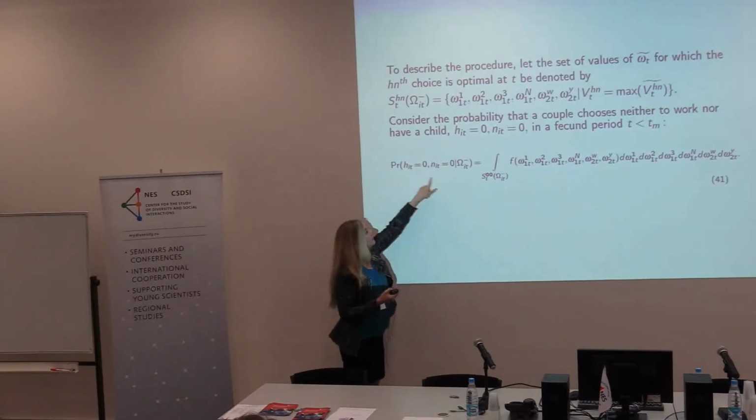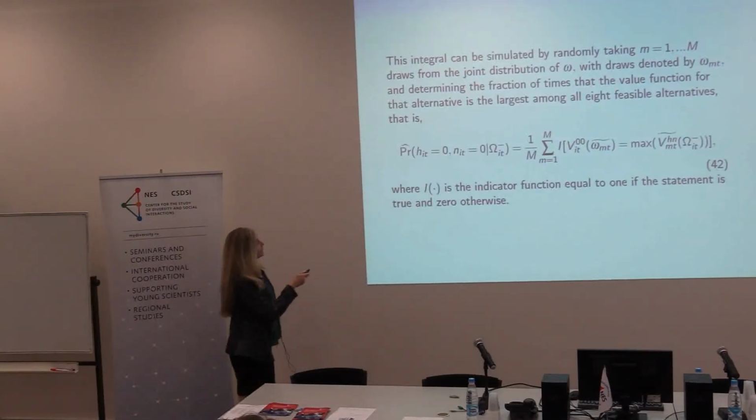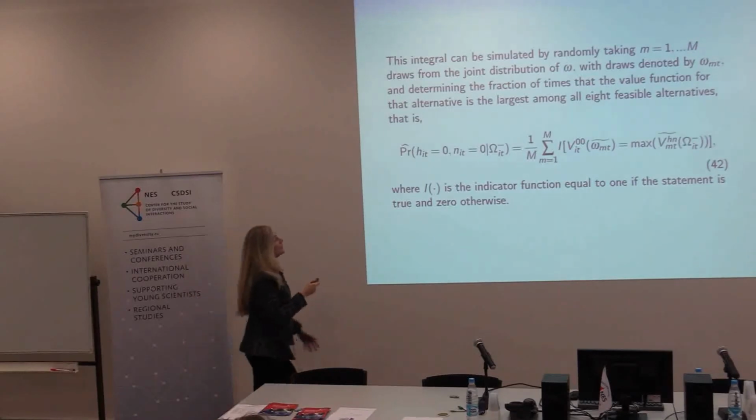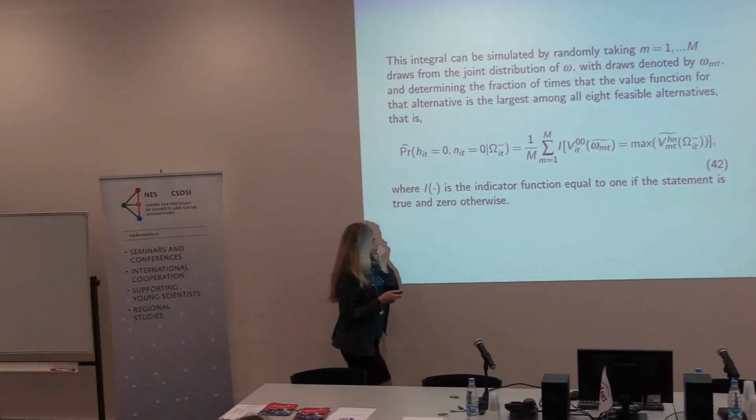So I need this probability, because that's what belongs in the likelihood. The likelihood is the probability of observing what you see, right? So I need to get this probability. I can also do this step with simulation. Okay, I think that's the next slide. So this is how you can simulate it.